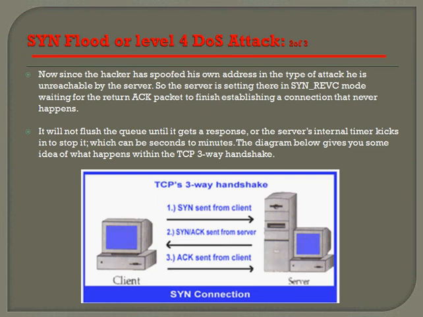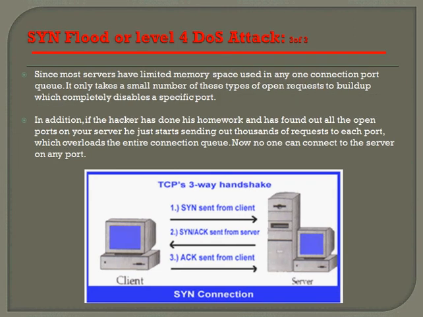The diagram below gives you some idea of what happens with a TCP three-way handshake. With SYN flood or level 4 DOS attacks, since most servers have limited memory space used in any one connection port queue, it only takes a small number of these open requests to build up, which can completely disable a specific port. In addition, if the hacker has done his homework correctly and has found out all your ports that are open on the server, he can use that to basically disable all your ports.